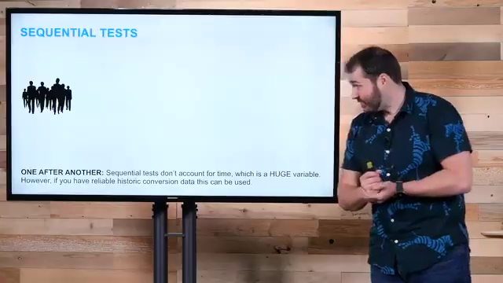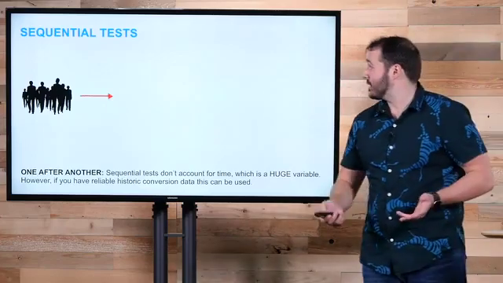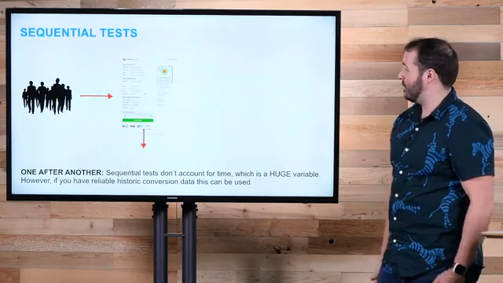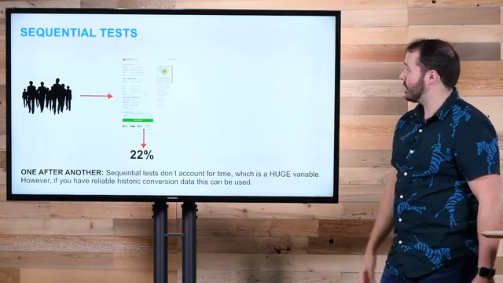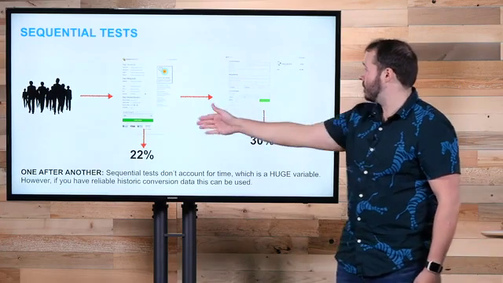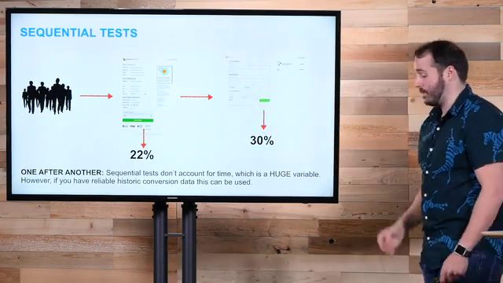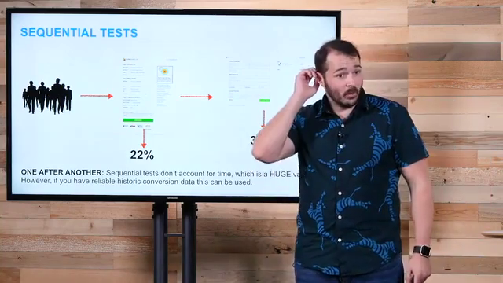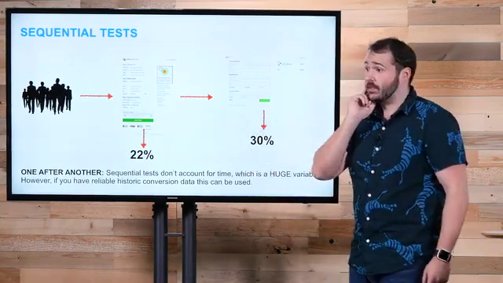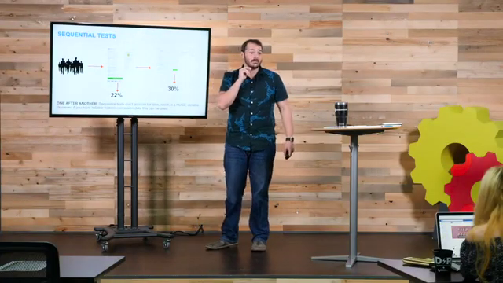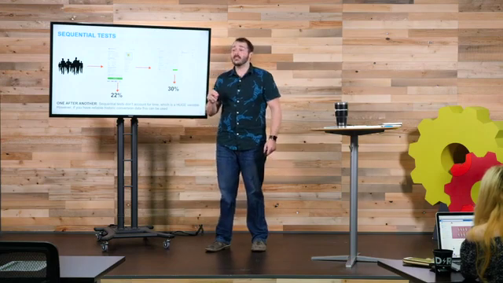Sequential testing. This is one after another. So let's say you have your traffic, and you have a page that converts at 22%. Maybe 2 weeks later, you try another, and that one's at 30%. The problem with this type of testing is that it doesn't account for one of the most important variables when you're thinking about split testing, and that is time. People act very differently at different times of the year. People act very differently at different times of the day.